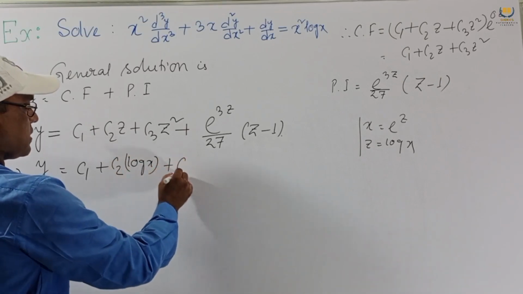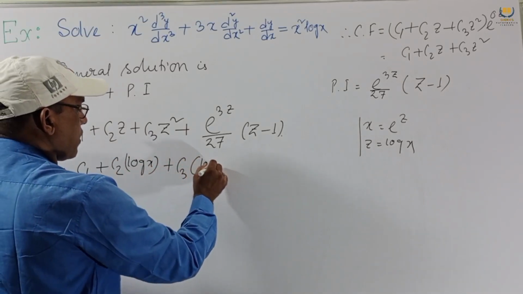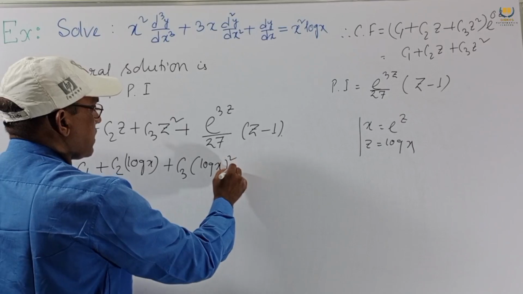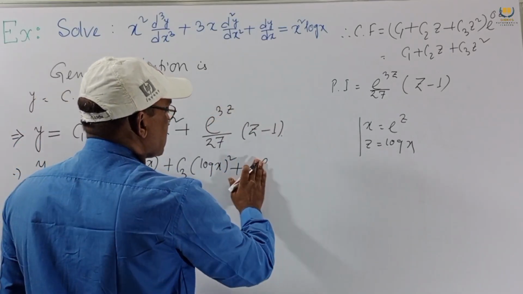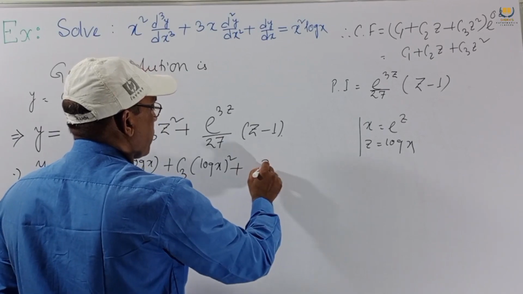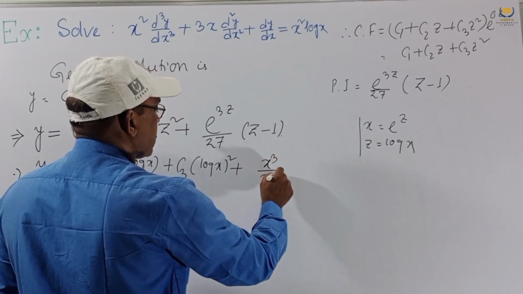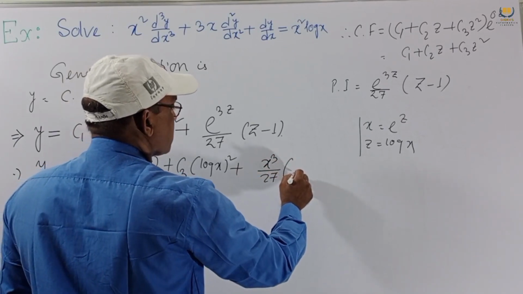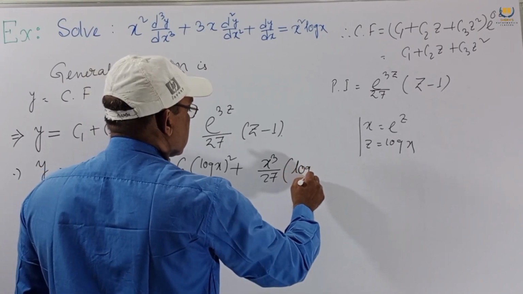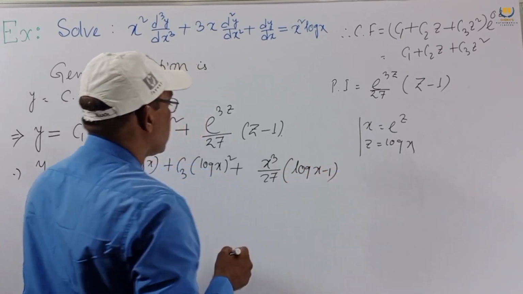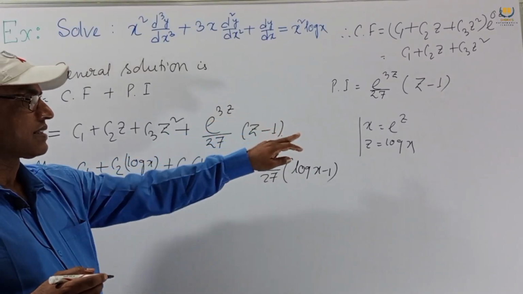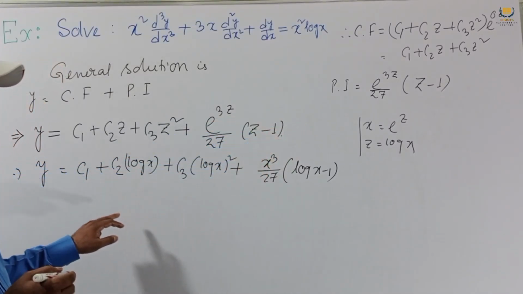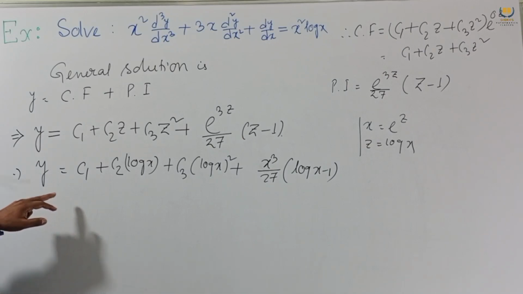This is c3 log x whole square. e^z means x, so we get x cube by 27. Log x means z, which means log x minus 1. This is e to the power z whole cube. We can write e to the power z means x cube by 27, and this is the final answer.